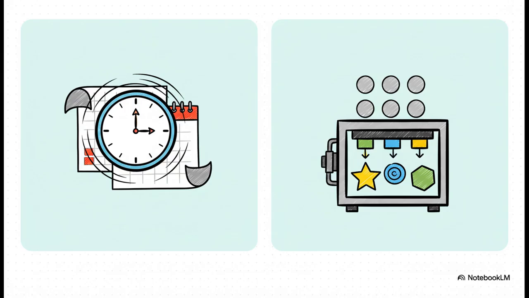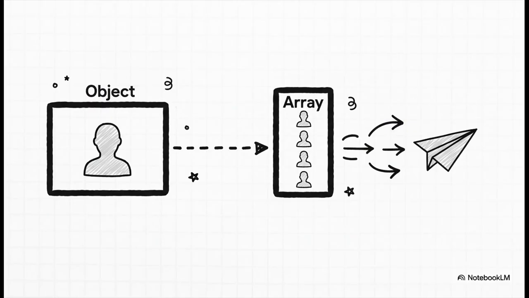Then, on the other side, you've got this thing called a symbol. Now, this one's a bit more abstract. Think of it like a machine that creates perfectly unique, one-of-a-kind labels. It's really useful in bigger, more complex programs where you absolutely have to make sure a label won't ever accidentally clash with another one.